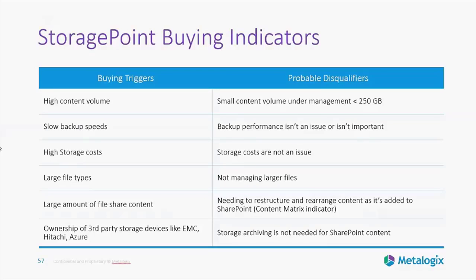Buying indicators. Okay, we talked about them, but this is capturing them all on a nice, easy sheet. High content volume, slow backups, high storage costs, large file types, content that's sitting outside of their control, whether it's because users have gone out there or they have a bunch of file share content that's just outside of their current grasp.